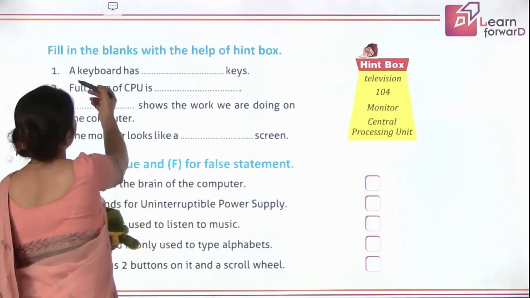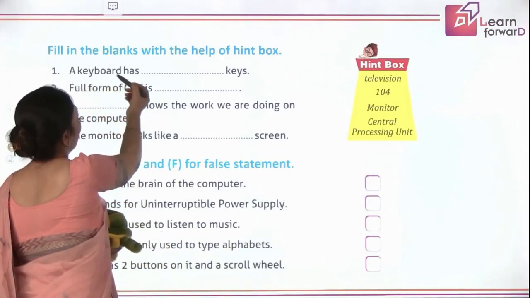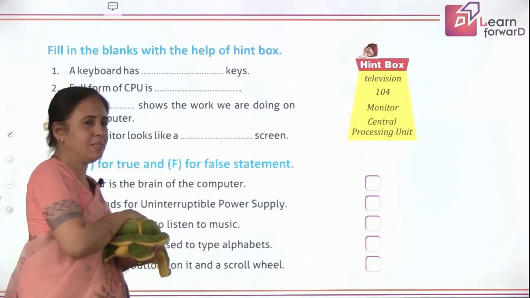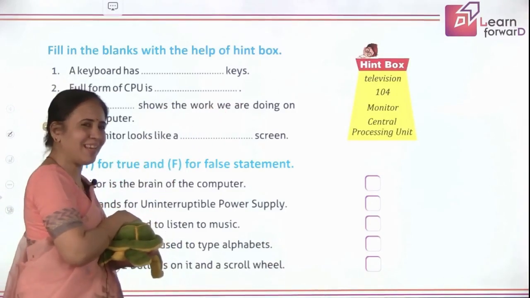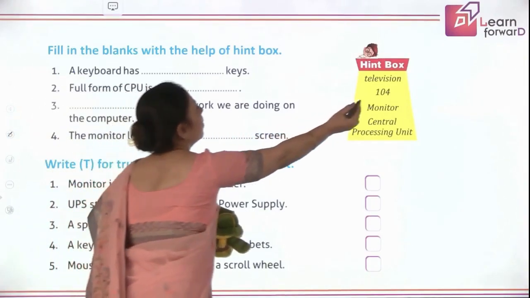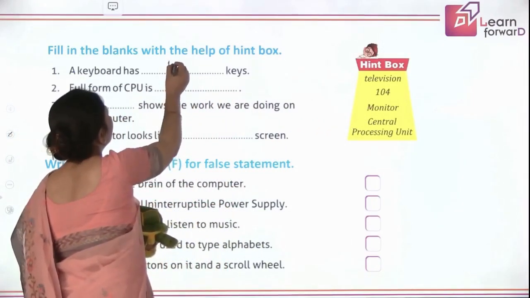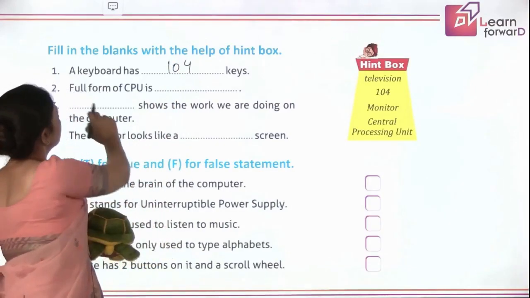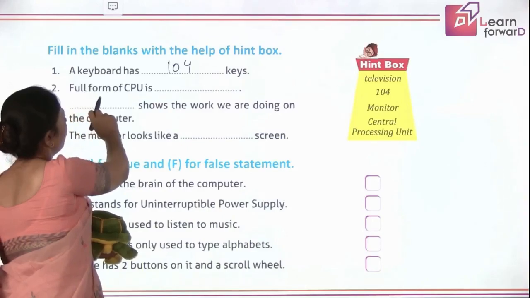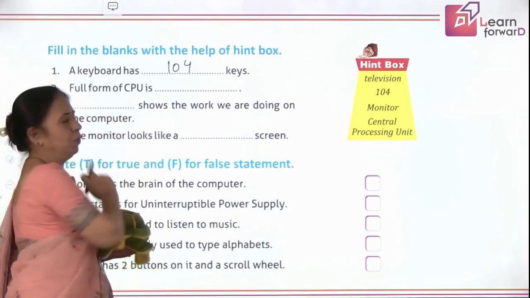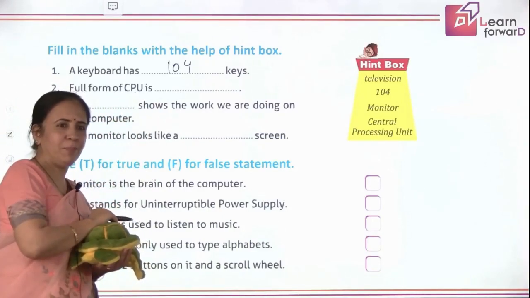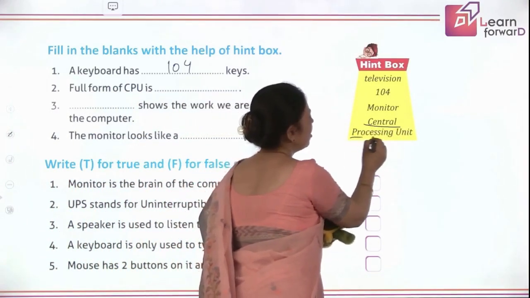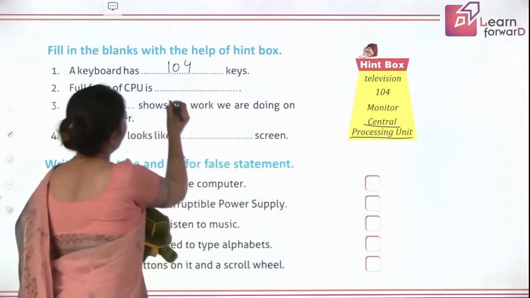So, the first sentence is, a keyboard has dash keys. Tell me how many keys we have learned? Yes, you are saying it right. It is 104. So, quickly we are going to write 104 keys. Okay. Another one is the full form of CPU. What is the full form of CPU? It is correct, Central Processing Unit. We are going to write it here.